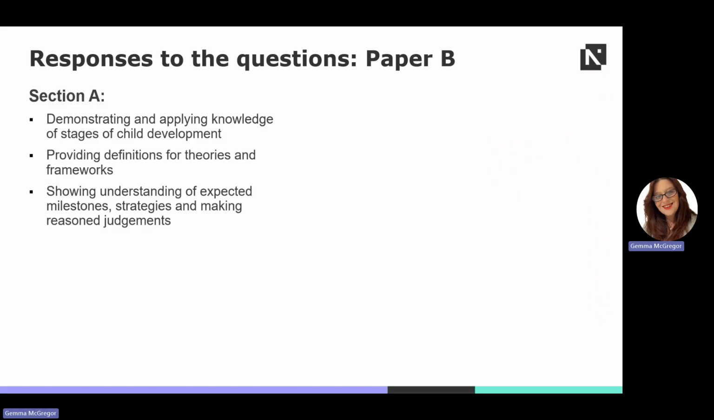Overall, this section was responded to well, but marks were missed when students didn't show an understanding of expected milestones in language development. Strategies may have been given, but higher marks would have been awarded if students had developed their strategies and offered reasoned adjustments. Moving on to section B, reflective practice. Most students performed well in this section, especially when they developed their answers in the extended response question, linking their own experiences to the reasons for national assessments.